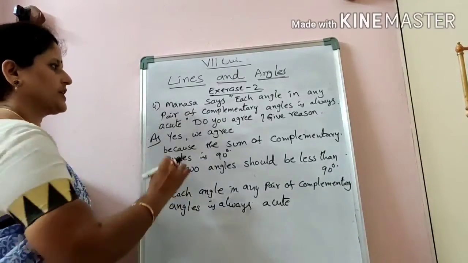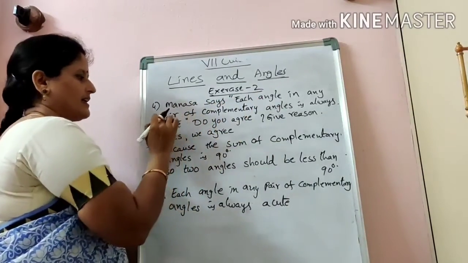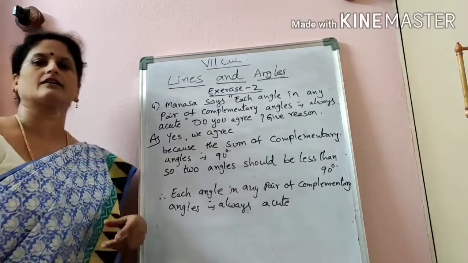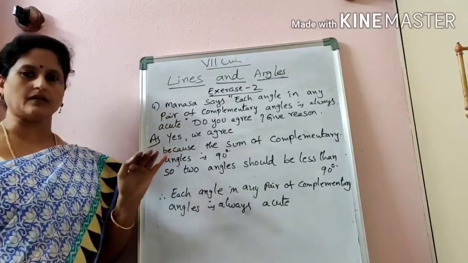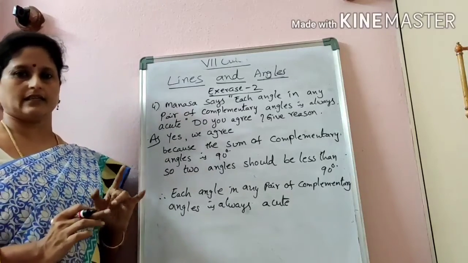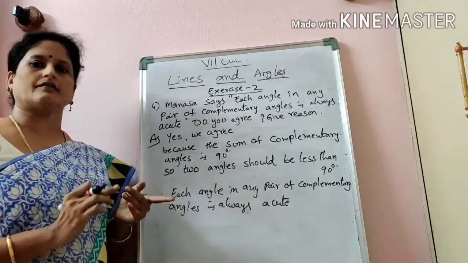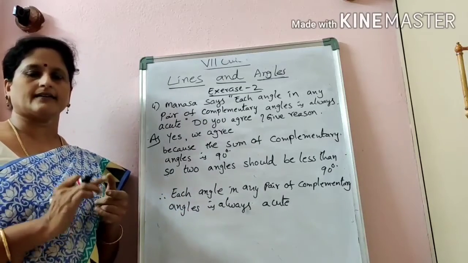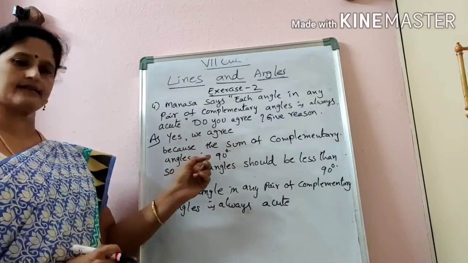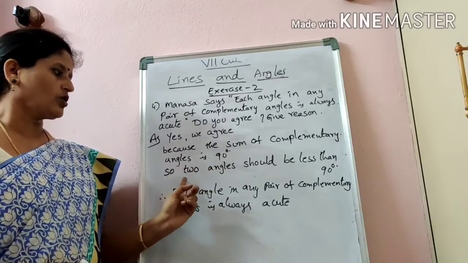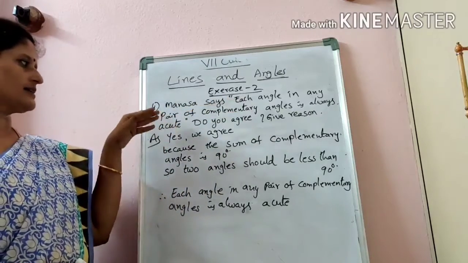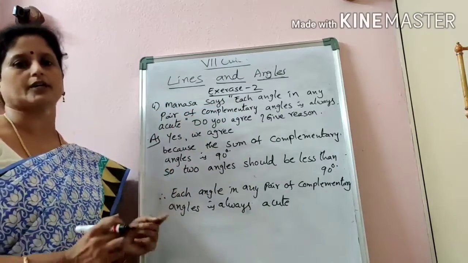Fourth problem, last problem. Manasa says each angle in any pair of complementary angles is always acute. Do you agree? Give reason. Yes, we agree, because complementary angle means the sum of two angles is 90 degrees. Acute angle means the measure of an angle less than 90 degrees and greater than 0 degrees. So, the sum of complementary angles is 90 degrees, so the two angles should be less than 90. So, each angle in a pair of complementary angles is always acute.